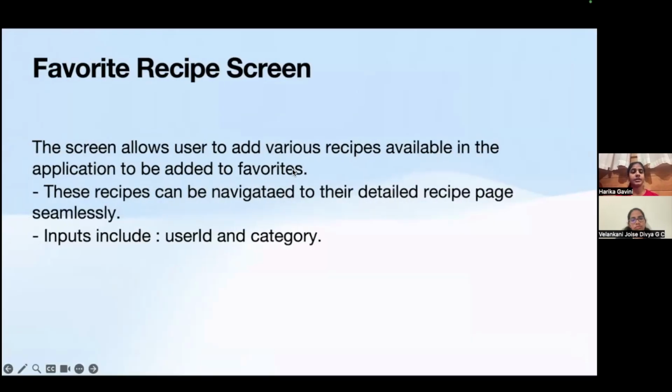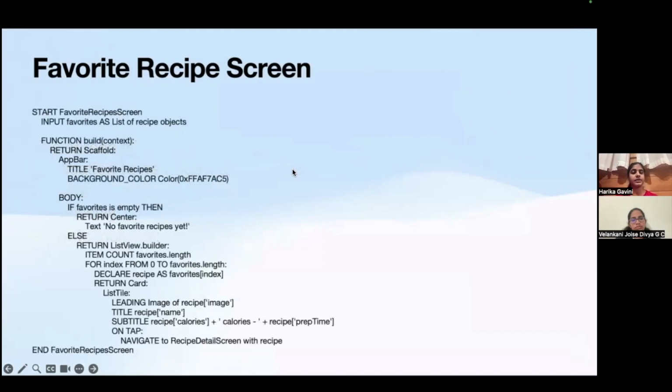This is what the pseudocode looks like for the favorite recipe screen. Initially, we'll give input favorites as a list of recipe objects. If there are no favorites added, then it will show no favorite recipes yet. Instead, if you add something, it will take all of the input from the recipe list screen, and it will show you the recipes along with the image and everything. And after you're done with it, it'll just give you an end.